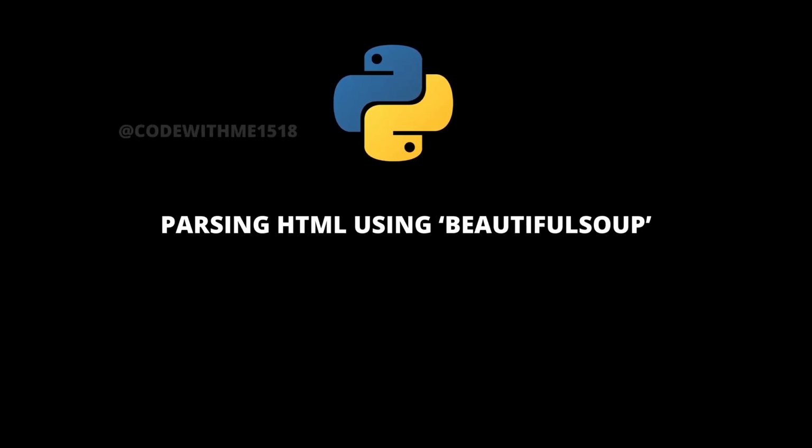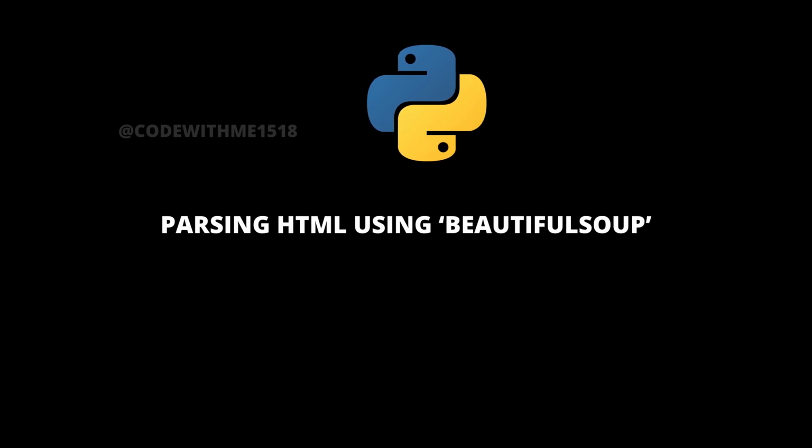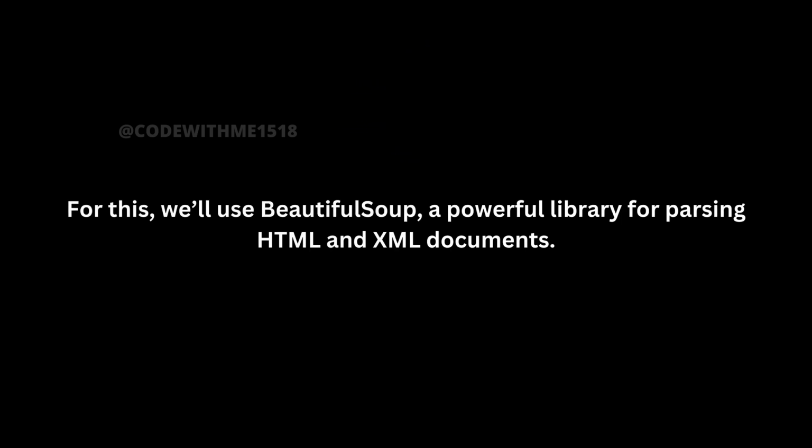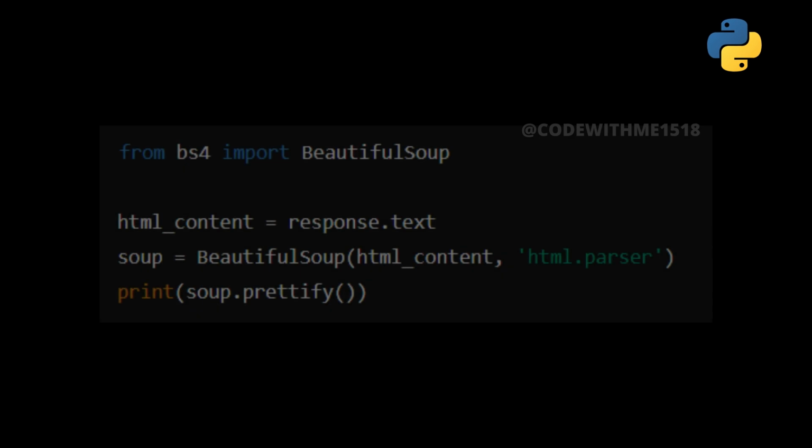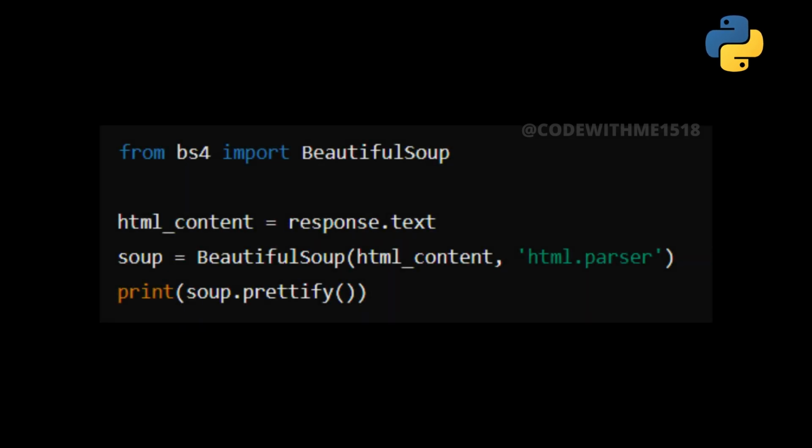After fetching the web content, the next step is to parse the HTML. For this, we'll use BeautifulSoup, a powerful library for parsing HTML and XML documents. Here's how you can parse HTML using BeautifulSoup. In this example, we create a BeautifulSoup object from the HTML content and use the prettify method to print the nicely formatted HTML.